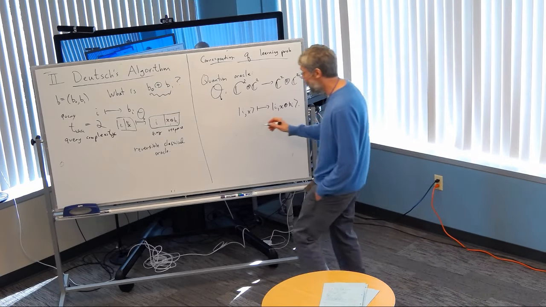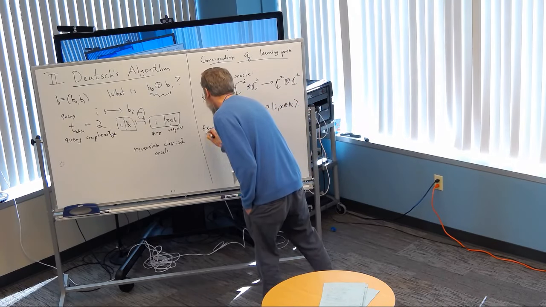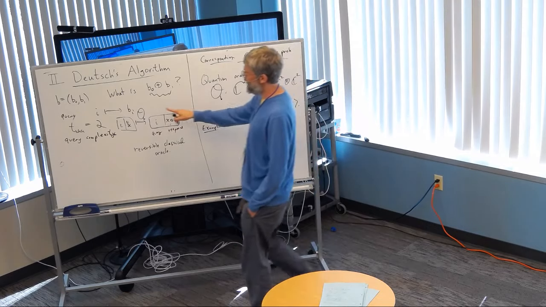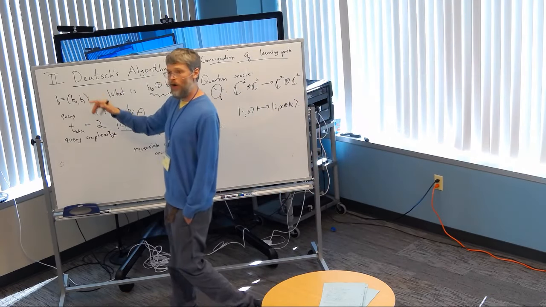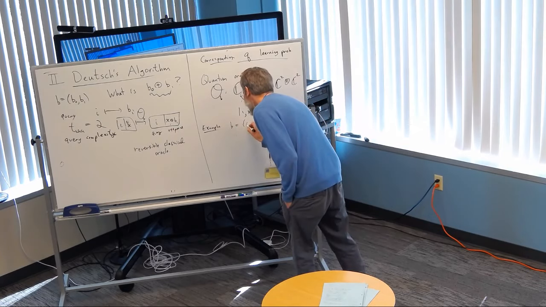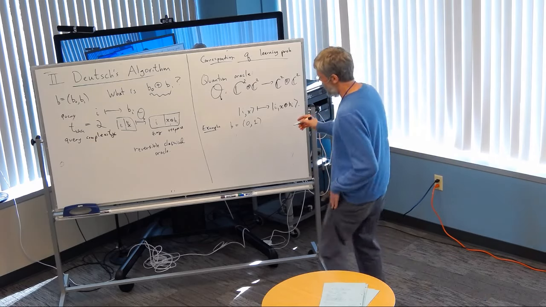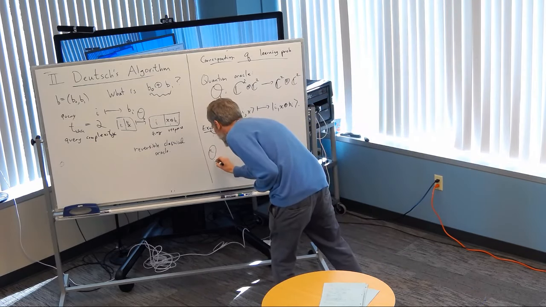So as an example, let's suppose that the hidden bits were 0 and 1. So suppose b is equal to 0, 1. And let's see what O sub 0, 1 does.